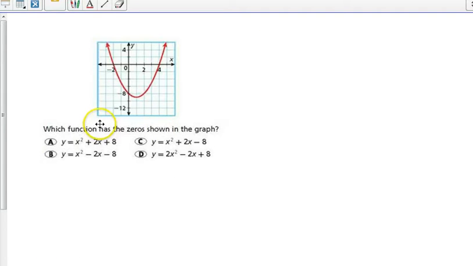But let's say that it wasn't. I want to show you how you could answer this question. But the zeros are at -2 and at 4. They ask you which function has the zeros shown in the graph. Now, you could do a couple of things here. You could graph this on a graphing calculator and see which equation has the zeros given.